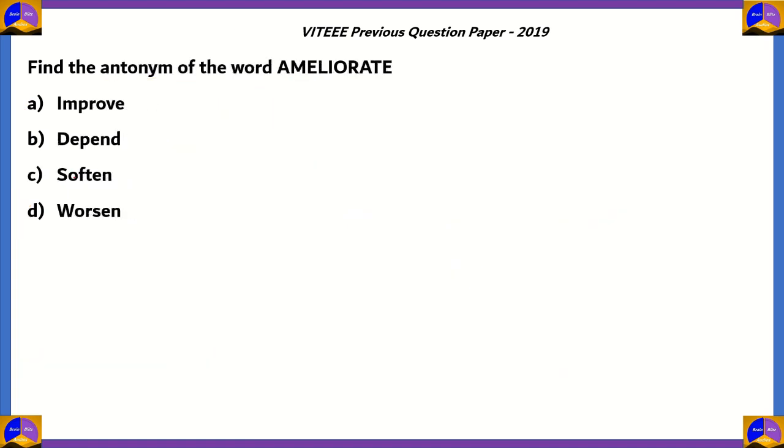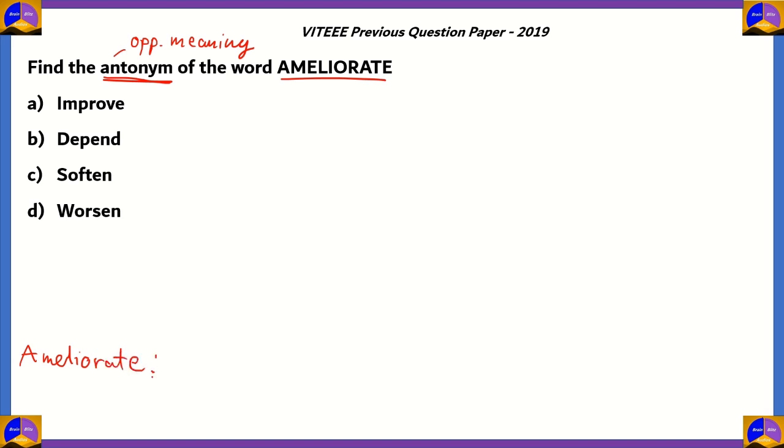Now let's look at another question. Find the antonym of the word ameliorate. So antonym means you need to find out the word which is the direct opposite in meaning to the word ameliorate. So again, as with synonyms, we need to find out the definition of the word ameliorate.